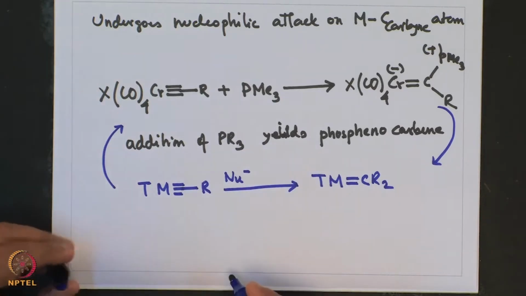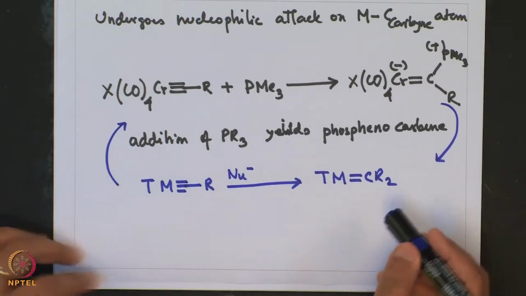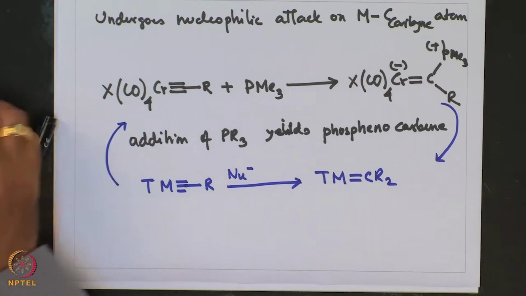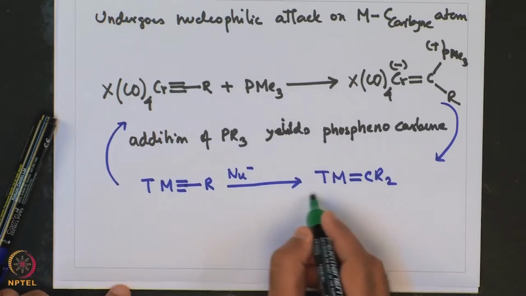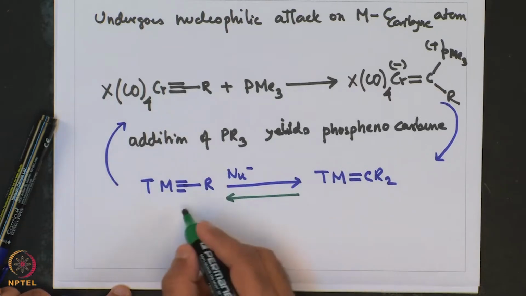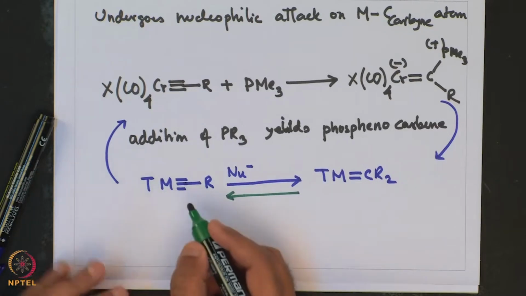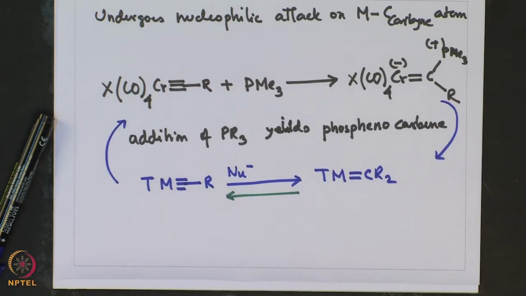What is to be remembered here is that the reverse process of going from carbene to carbyne was effectively used in synthesizing these transition metal carbyne complexes. When we discussed the strategy for the synthesis of transition metal carbyne complexes, we saw that most of them were formed from the corresponding transition metal carbene complexes.